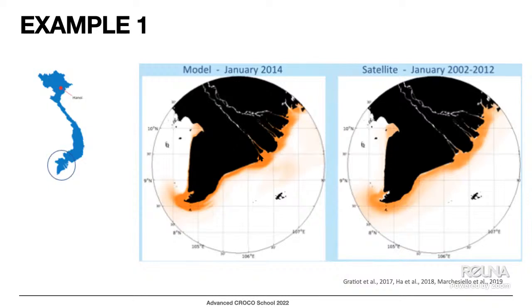Here we have the Mekong, so we have a source of sediment there, and there is some erosion here, and sediment is deposited in this area. Those are satellite observations, and you can see that at first order it matches pretty well.